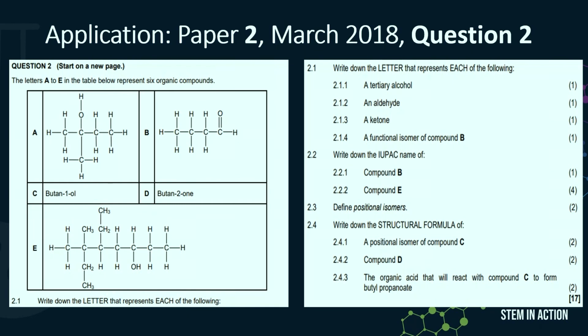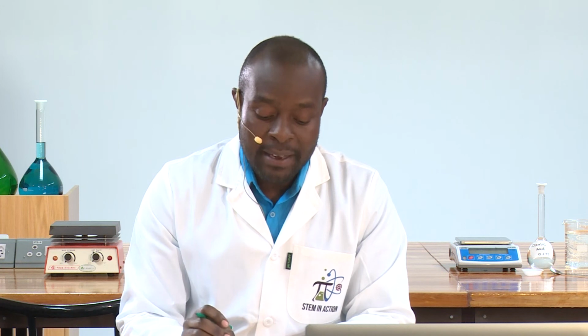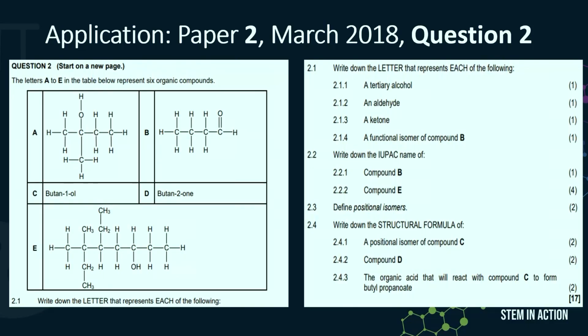Then question 2.3, positional isomers. We looked at positional isomers in organic chemistry part 1, and we said that positional isomers are isomers with the same chemical formula but different structural formula, right? And for position isomers, the substituent group is attached to a different position. All right.